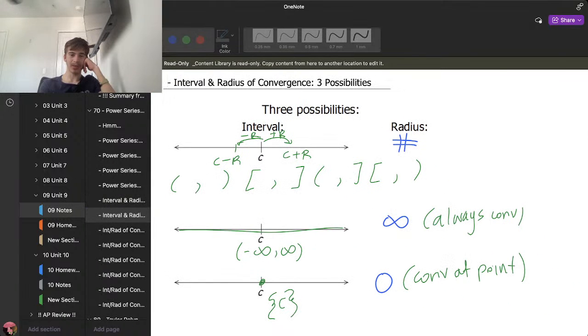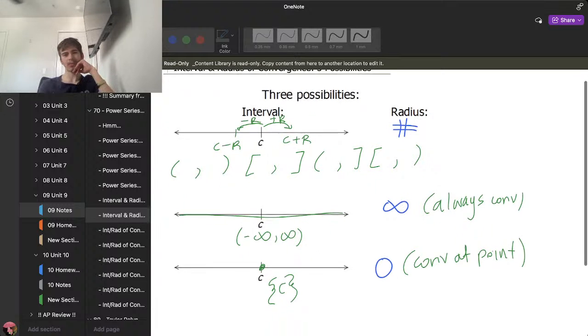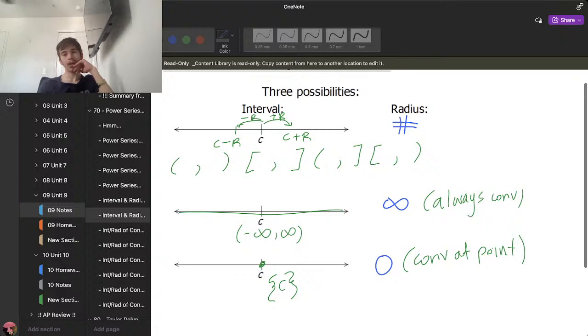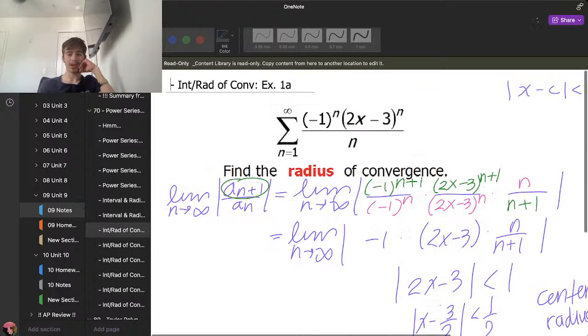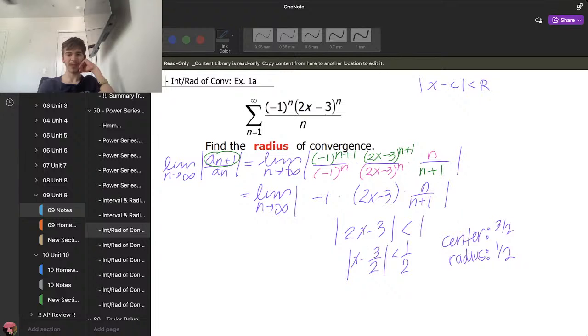Endpoints could be inclusive, exclusive, or a little bit of both. Radius is a number. It always converges if the radius is infinite. It converges at one point only if the radius is 0. Here are examples of each.